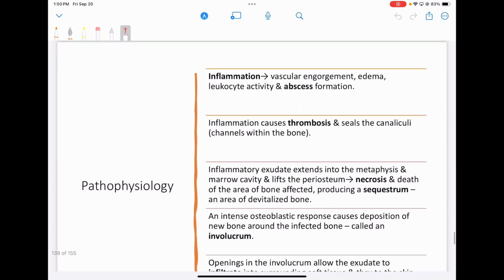So what happens here? Inflammation. Vascular engorgement, edema, abscess formation starts to happen. Inflammation causes thrombosis and seals that channel to sequester that bacteria. We don't want it getting out. It got its way in, let's sequester it, leave it there, and we can take care of it.